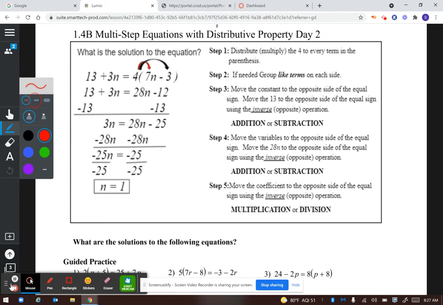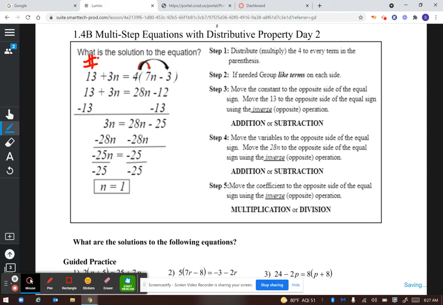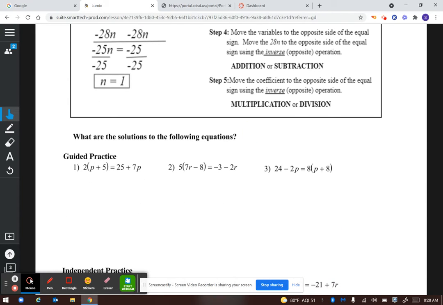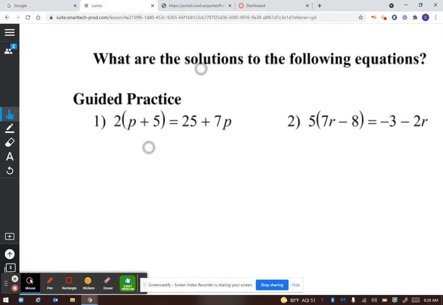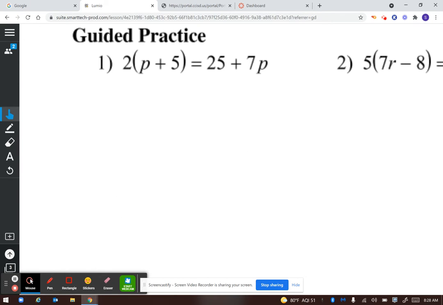The only difference between this problem and the problems from video 1.4a is that when you originally start, instead of just a number, there is a number and a variable on one side of the equal sign, and then you use the distributive property. So we're going to use everything that we learned in the previous lesson, plus one extra step.